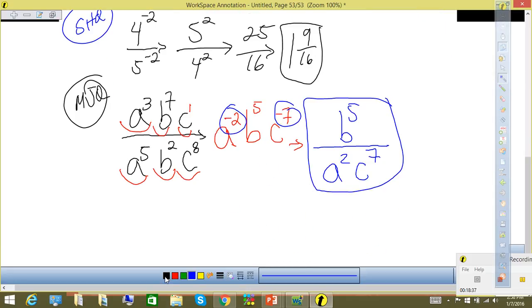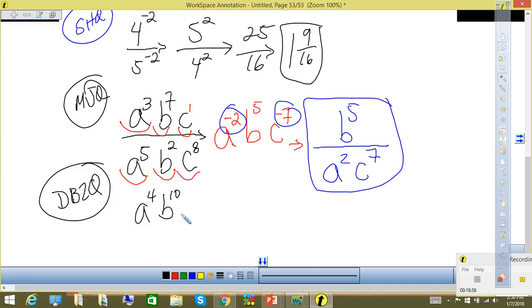Let's do another one. You do this one by yourself. Example, let's see. Yeah, Dragon Ball Z Q. Here we go. A to the fourth, B to the 10th, C to the second, D to the 10th, over A, B to the 15th, C to the third, D to the 12th. Go. Focus, please. Copy and simplify.